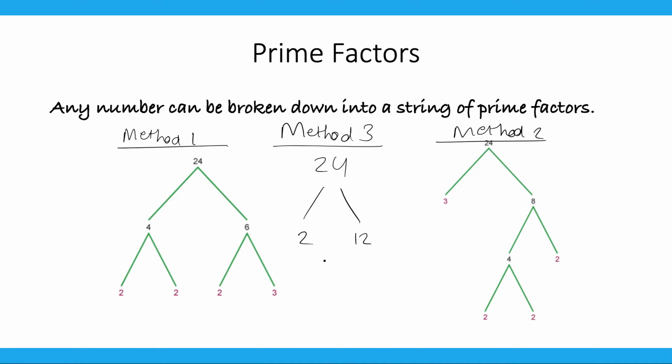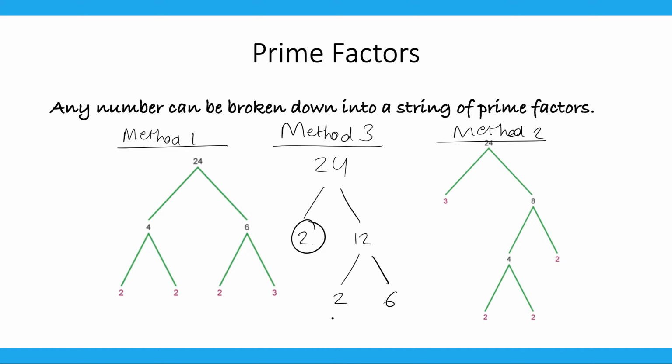No, it can't, because 2 is a prime number itself. So we circle all the prime numbers. So let's circle 2. Can 12 be split further? Yes, it can. So let's think of it: 2 and 6, it can be split into 2 and 6. So let's write down there.